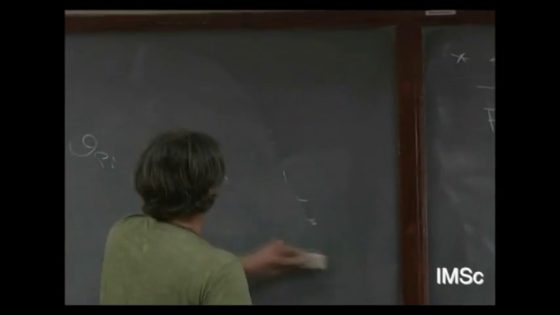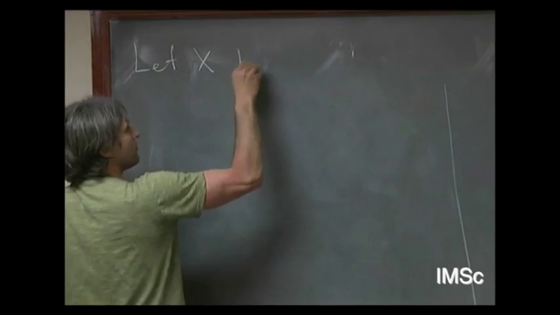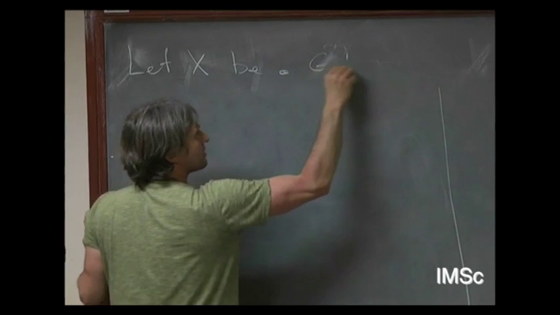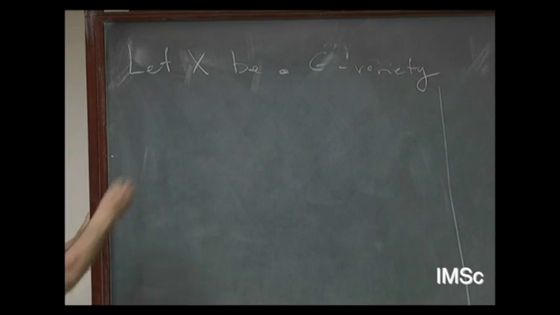Now, how do we use this? Let X be a G-variety. So in particular, B acts on X.